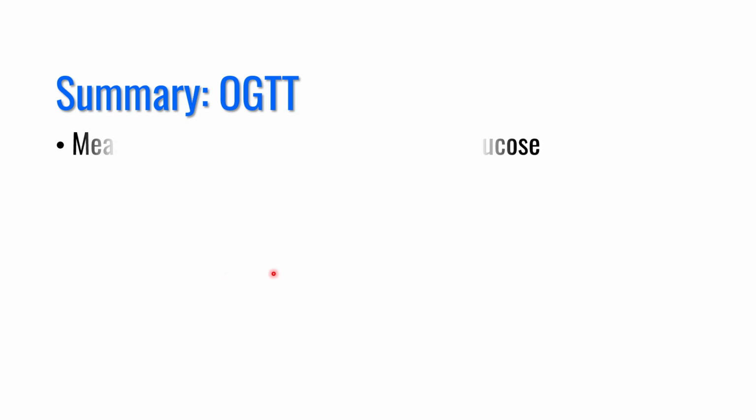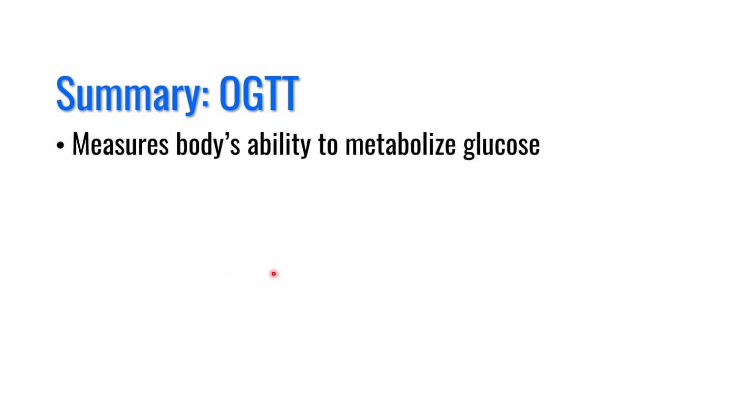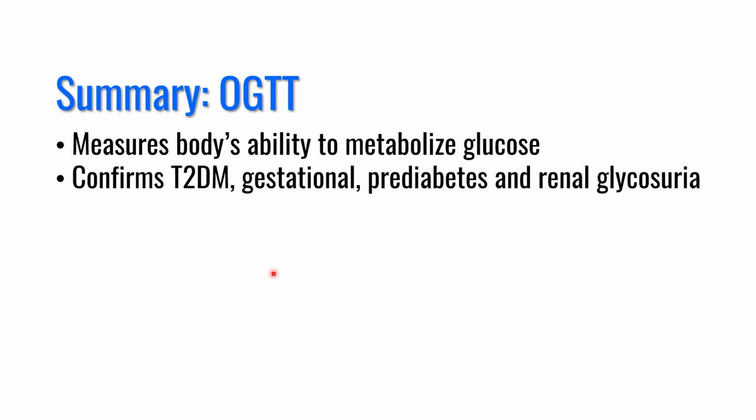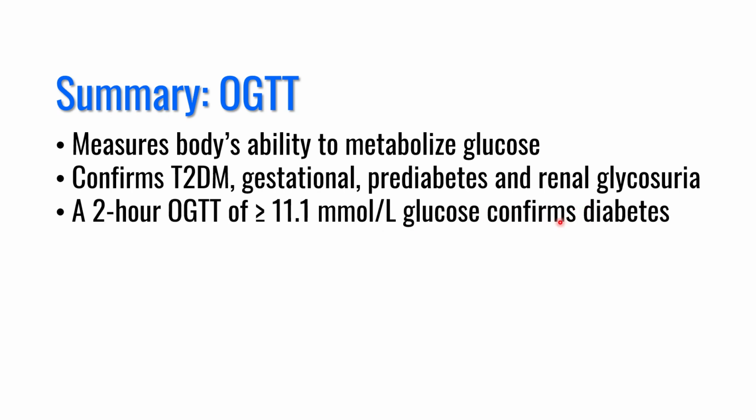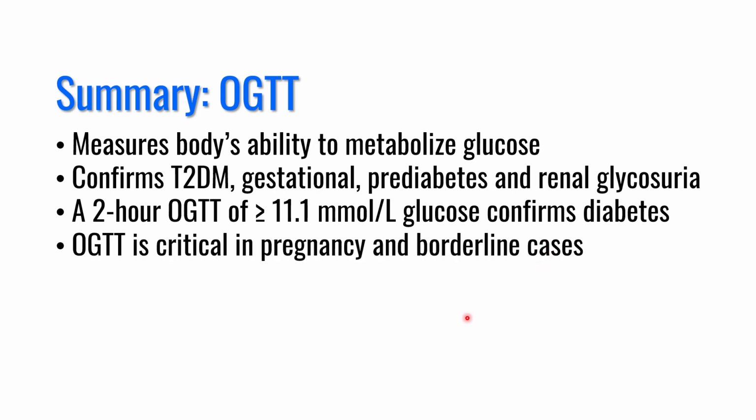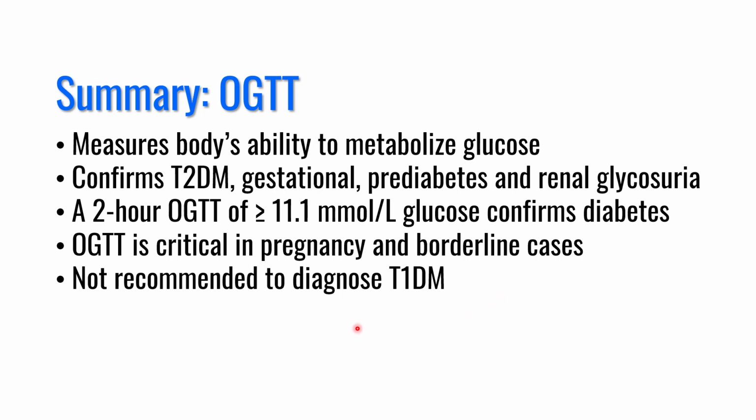So in summary, the OGTT measures the body's ability to metabolize glucose after a glucose load. It confirms type 2 diabetes mellitus, gestational diabetes, prediabetes cases, and renal glycosuria. A 2-hour OGTT value equal to or more than 11.1 millimole per liter glucose confirms diabetes. OGTT is critical in pregnancy and borderline cases to confirm diabetes. However, it is not recommended to diagnose type 1 diabetes because this might have a serious hyperglycemic effect.